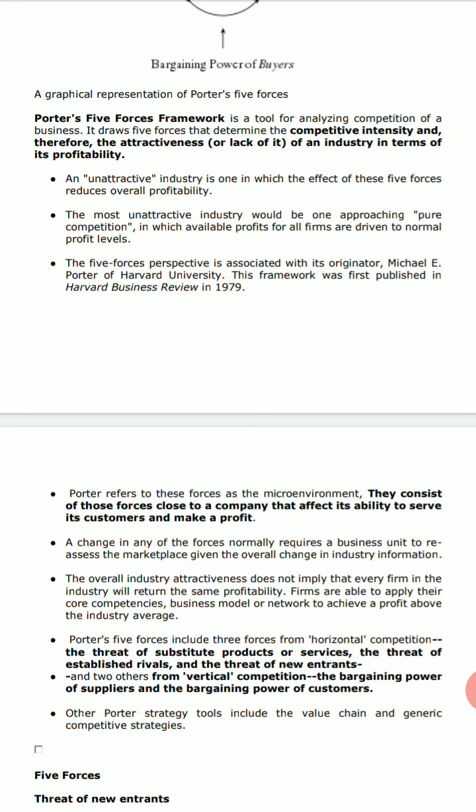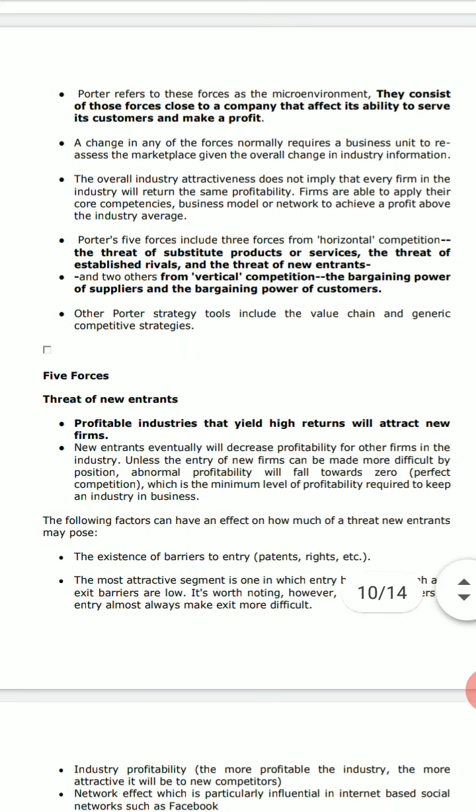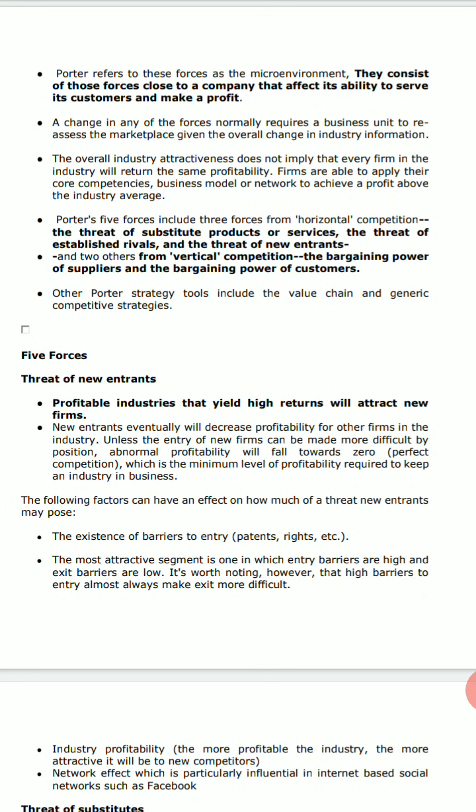That is why the 5 forces perspective is associated with its originator, as I told you, Michael Porter, and he published this somewhere in 1979. Now, according to this model, Porter refers to these factors as microenvironmental. That means they exist in the external environment, but they consist of those forces which are close to the company that affect the ability to serve its customers and make a profit. And that is why a change in any of these forces normally affects the business.